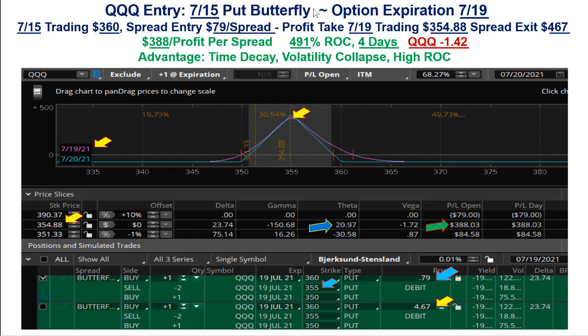From the 15th, when the market was trading at 360, into the 19th, when it was trading at 354, QQQ was down 1.42%, and the butterfly was up 491%. So the big advantage was time decay, volatility collapse, and a high return on capital at risk.